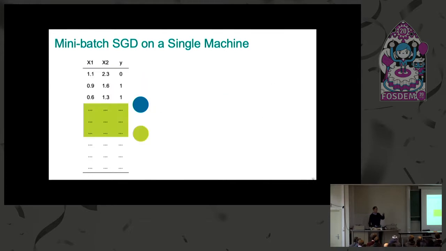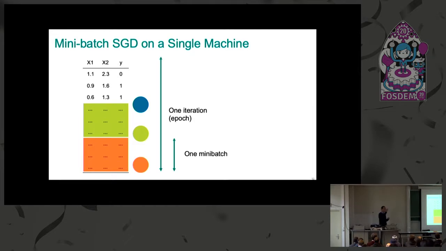Then we take that model, we pass it over the next mini batch. We get a new model. We pass that over the next mini batch, we get a new model. And we continue until we've gone through all of the data, which is called one iteration, or one epoch, some people call that. And we do this in a sequential manner. You can visit the data in any order, but you need to sequentially visit all of the data because that's very important for convergence. But you notice we did this on a single machine.